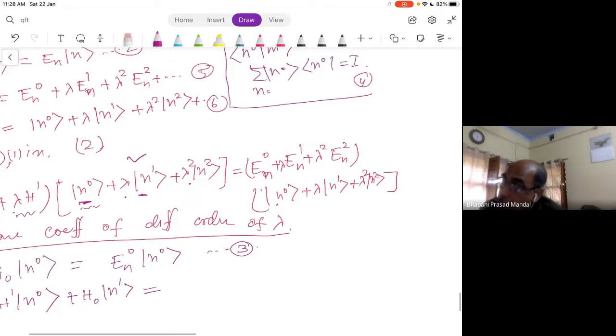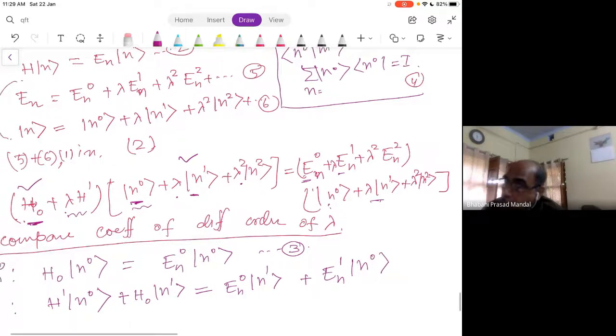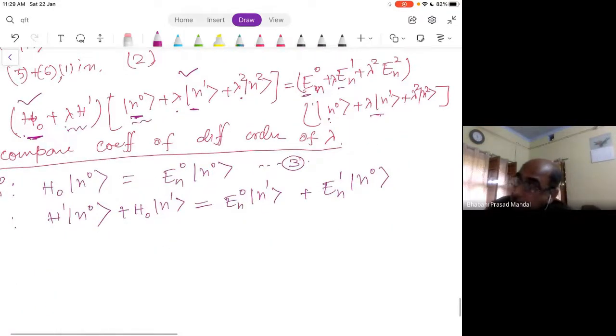On the right hand side, En0 N1, since this has no lambda and this has 1 lambda, plus En1 N0, where this has 1 lambda and this has no lambda. This we'll call the first order correction, and next the second order correction.